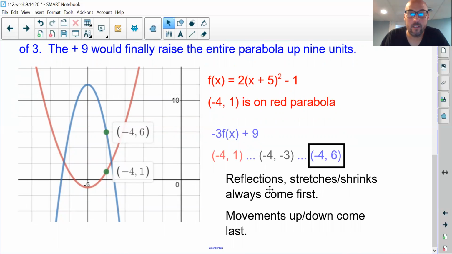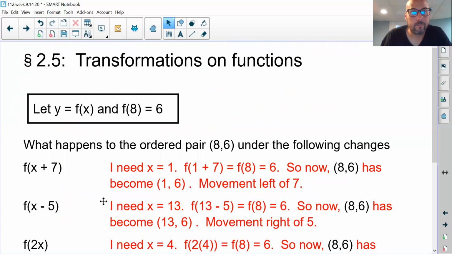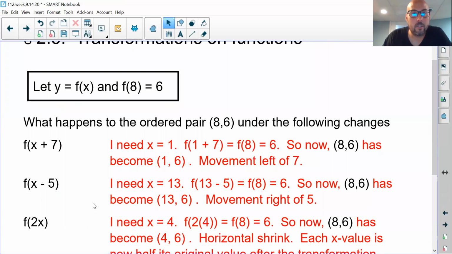Again, reflections and stretches always come first. Then the movements up and down. And when I say movements up and down, I shouldn't have to say y value, because only the y value is in charge of going up and down. The x value is in charge of left and right. Well, the x value can change too.